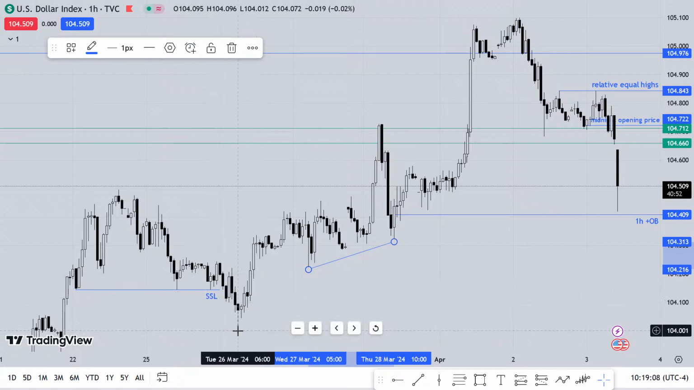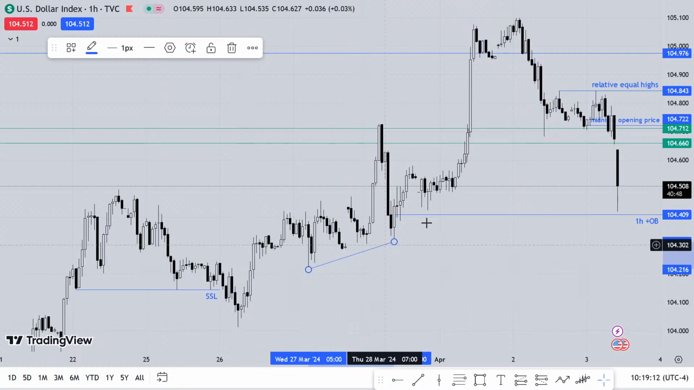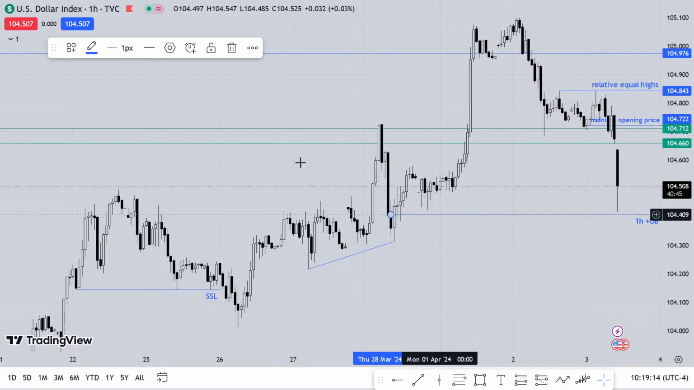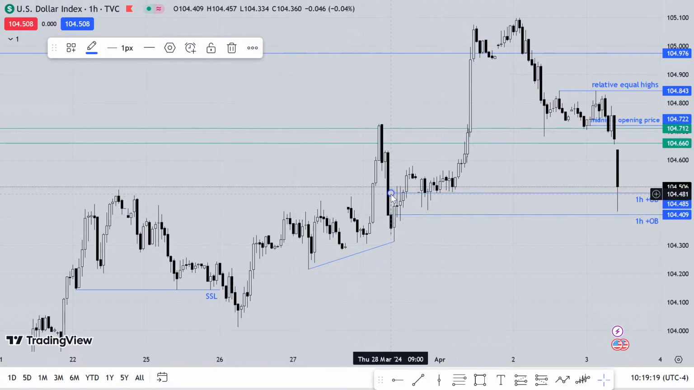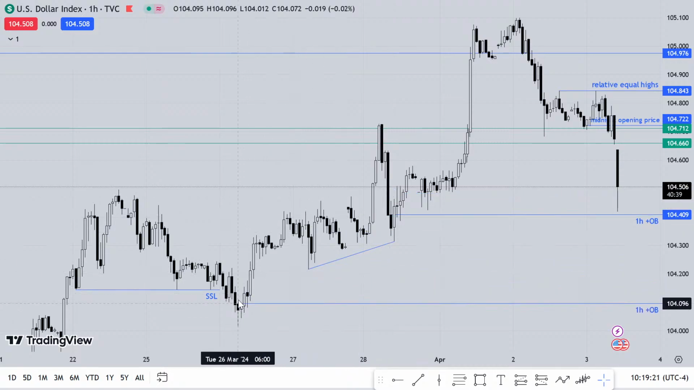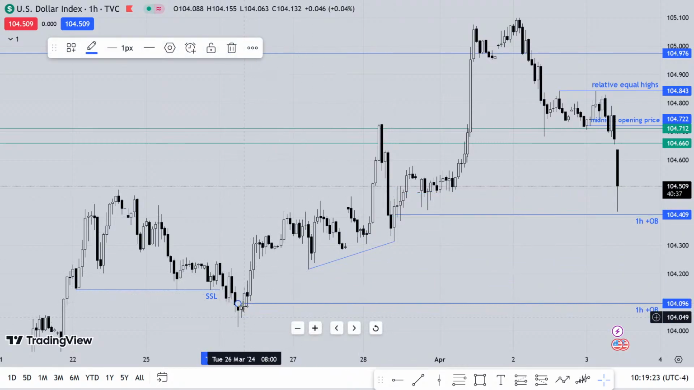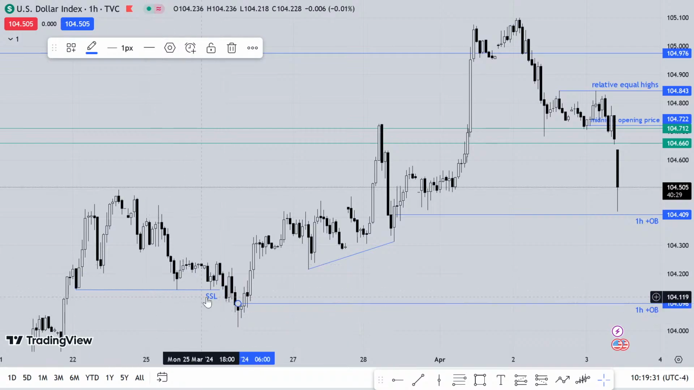this last down close candle here, this bullish order block. So this is likely the bullish order block price will react to, because this was the last down close candle before the liquidity, after the liquidity was purged.